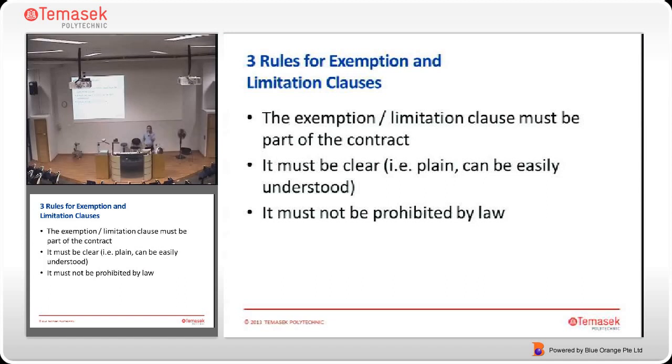First rule, the exemption limitation clause must be part of the contract. Okay, so we'll look into what we mean by part of the contract. How is it not part of the contract?